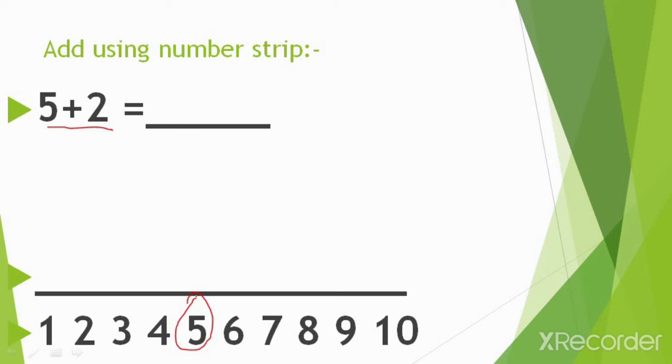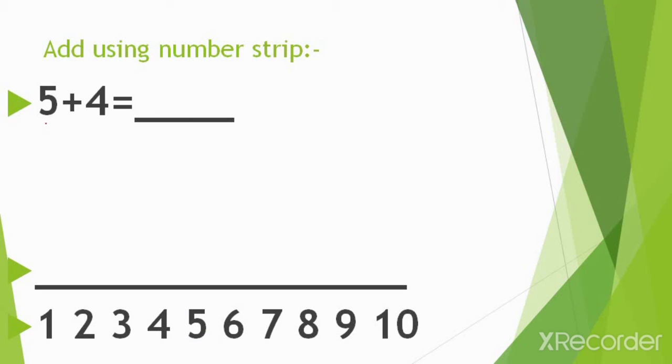And what should we do? We should start counting from number 5 and move 2 steps forward, for 5 plus 2. On which side? On the right side. After 5 comes 6 and 7. Where do we reach? We reach number 7. So what should we write? We should write 7 in the given box. This is the way we add using a number strip. Okay?